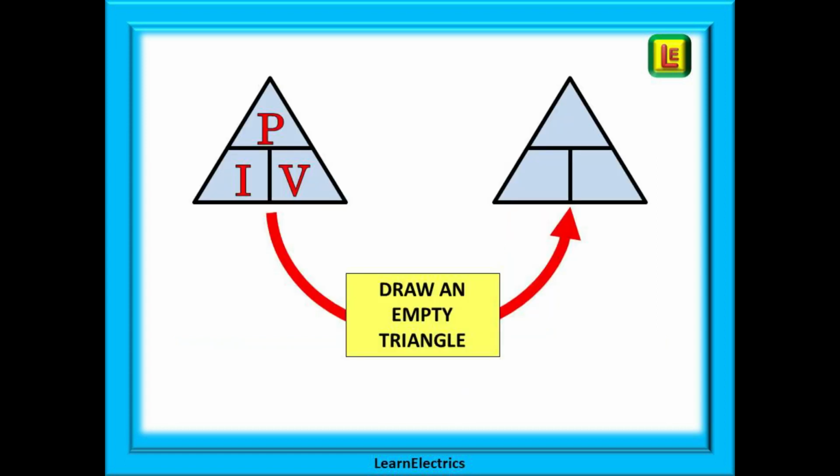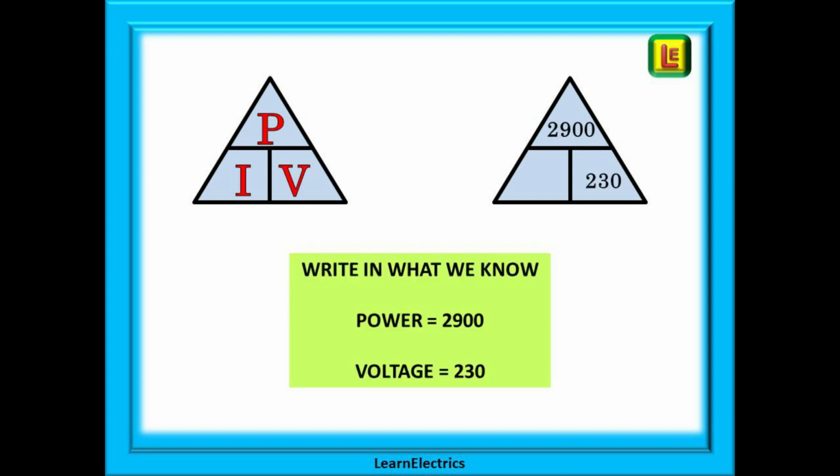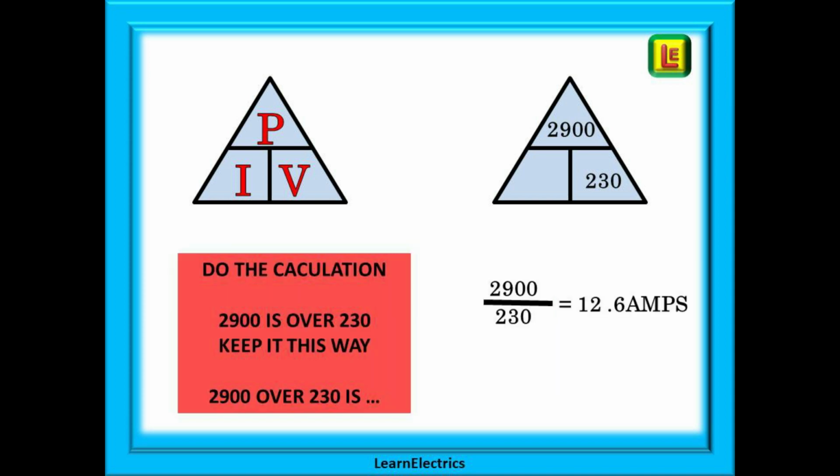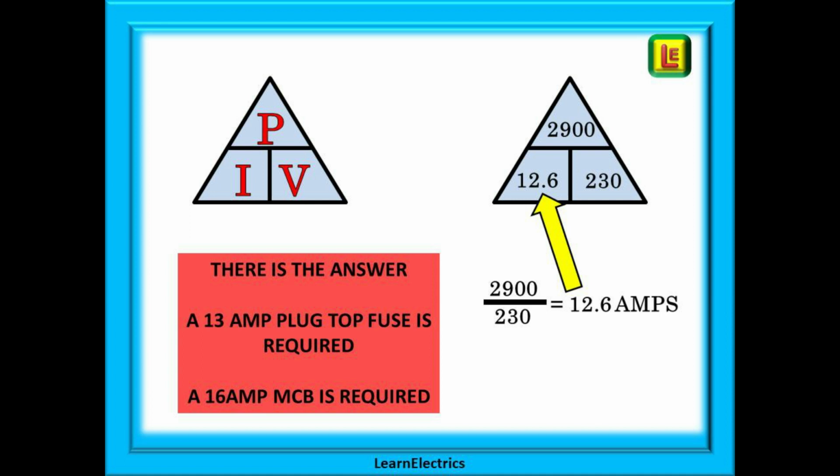Start with the power triangle and draw an empty triangle at the side. Write in what we know. The power is 2900 watts and the voltage is 230 volts. Now do the calculation. 2900 watts over 230 volts, so divide 2900 by 230 to give us 12.6 amps. And this is our answer, and it can be written now into the triangle.